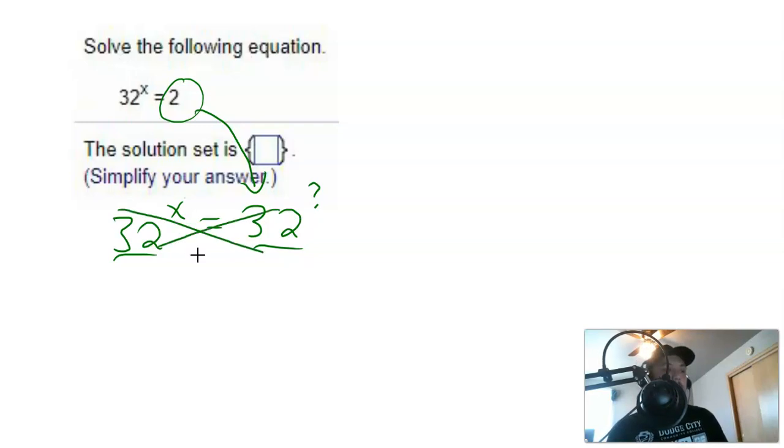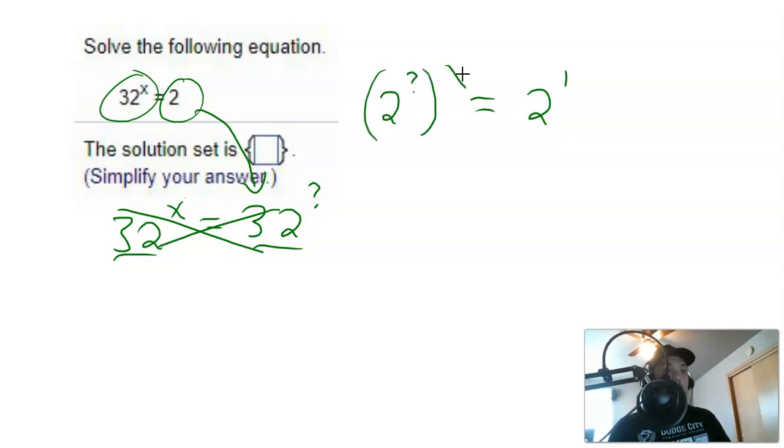So actually, in this case, we're going to go the other direction. I'm going to leave the right-hand side as a 2, and I can make that an exponent by thinking of it as being to the first power, right? This is 2 to the first power. That makes the base a 2. The exponent is a 1. And I want to rewrite the 32 as 2 to some power. And then I'll raise that to the x power, right? So I'm going to take the 32 and think of it as 2 to some power.